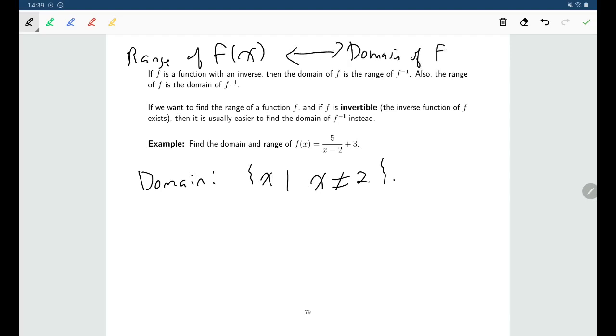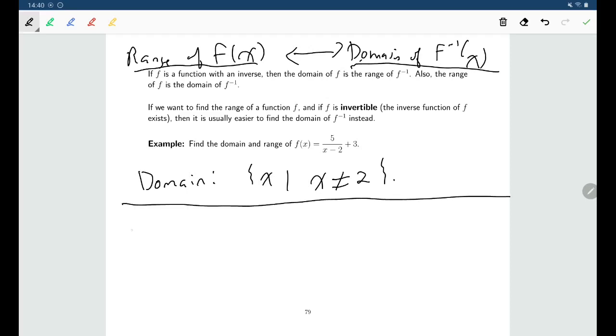of f inverse. So my plan here is, now that I want to find the range of f of x, I'll instead find f inverse and find its domain, because domains are easier to find than ranges. And then once I know the domain of f inverse, then I'll say, well, the range of f of x has to be the same thing. So let's do that. I'm going to now find f inverse.